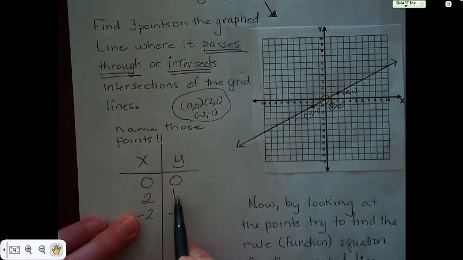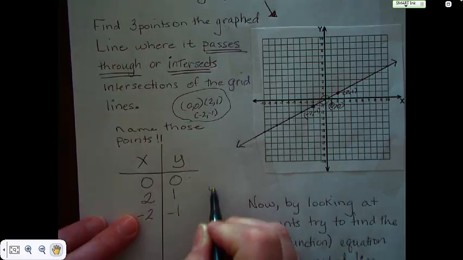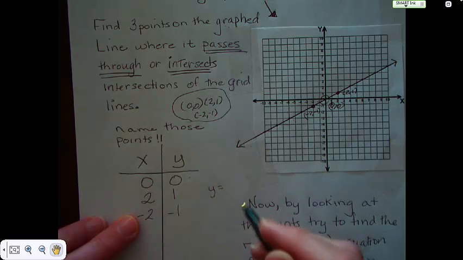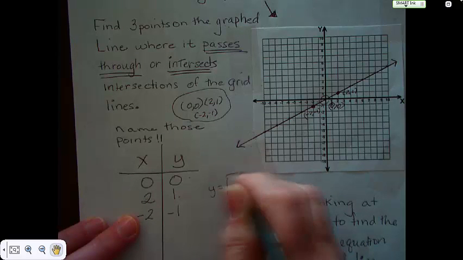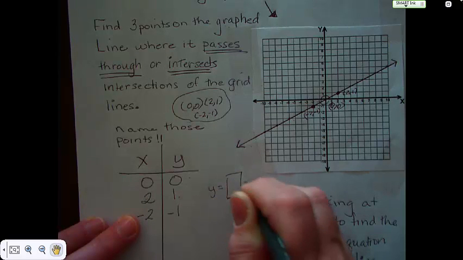What is the rule? What does y equal? Y equals, you take 2 and you do what with it? That's the mystery question for the week. What in the world are you doing to 2 to get 1? What is the number that's going to go right here multiplied by x? What is that number?